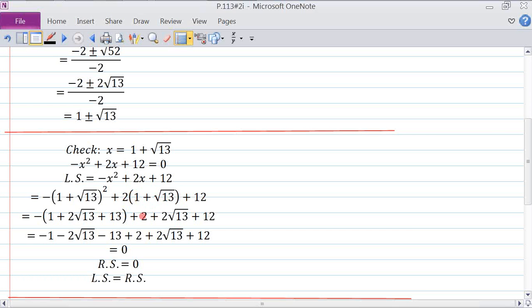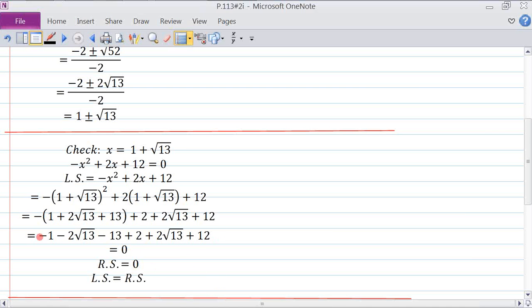2 times 1 is 2. 2 times root 13 is 2 root 13, and plus 12 is this. Now, when I apply this minus to each one of these, it becomes minus 1, minus 2 root 13, and minus 13. This is still plus 2. This is plus 2 root 13 plus 12.